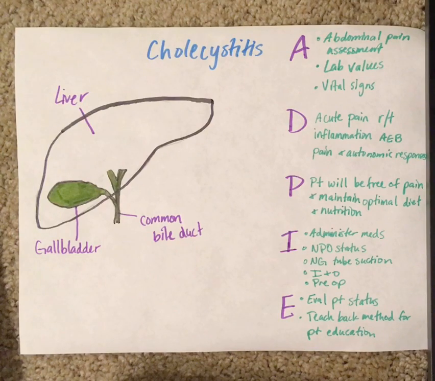If they are eating, we encourage low-fat, non-gas-forming foods. We'll also give analgesics and antiemetics for their symptoms. We are focusing on treating pain, relieving nausea and vomiting, providing comfort and emotional support, maintaining fluid and electrolyte balance and nutrition, making accurate assessments, and observing for complications such as jaundice and infection.